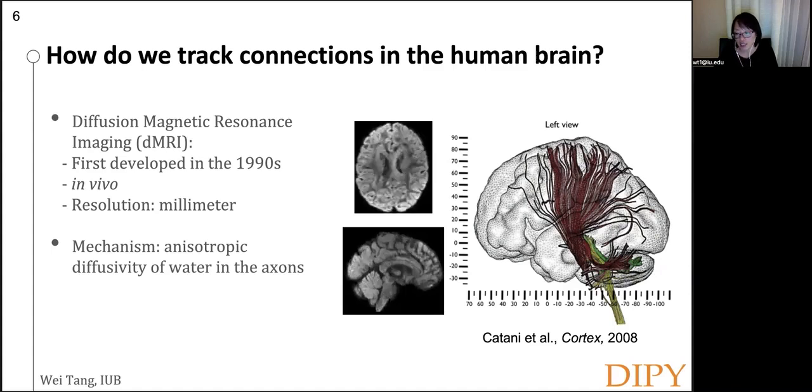Given this technique, we now have a pretty good general picture of the major fiber bundles in the living human brain. We will go through some of them in the next part.